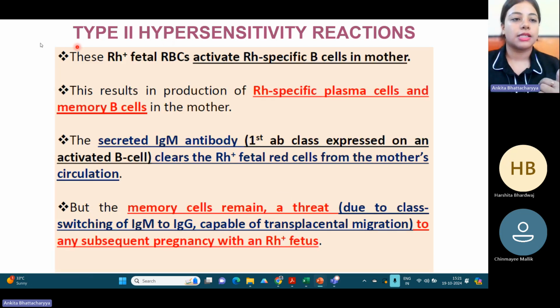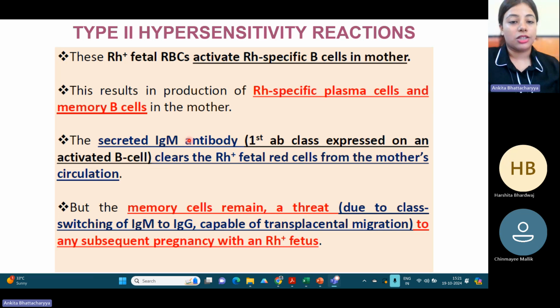Then what can happen is that these fetal RBCs, which are Rh positive in nature, can activate the Rh negative B cells in the mother. Now, this results in the production of Rh specific or anti-Rh plasma cells and memory B cells, which will remain as a memory immune response within the mother. Now, this case by itself can end right there. The problem comes in during the second pregnancy. We'll come to that now.